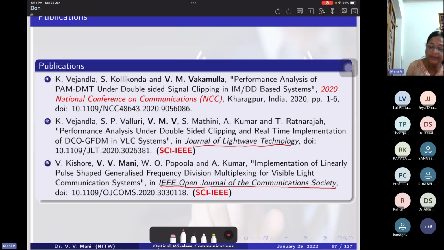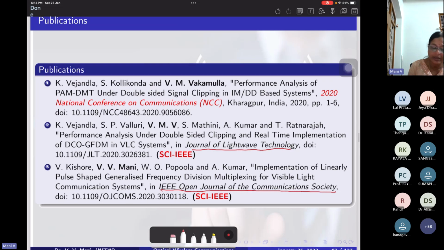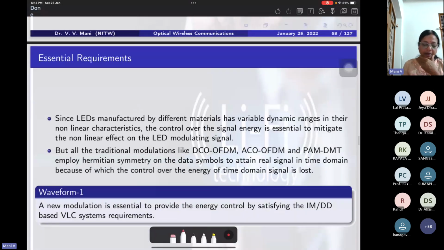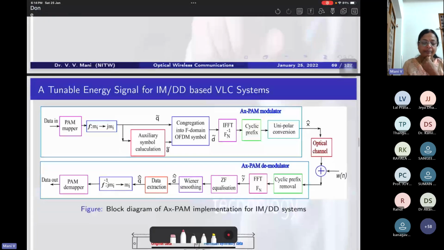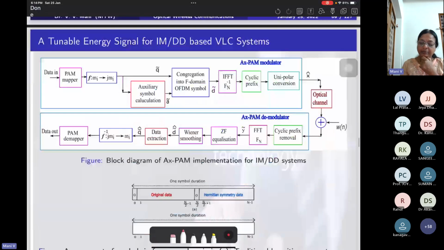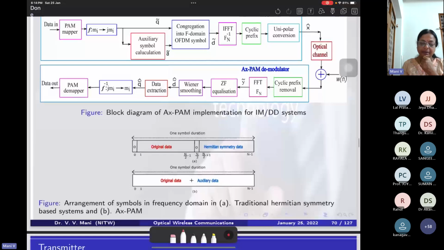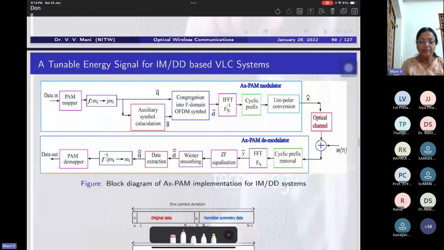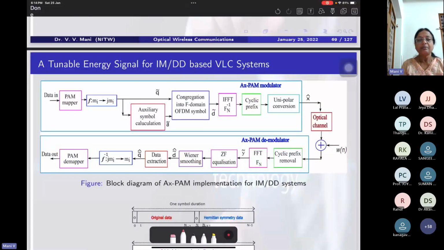So it has become a very good potential. It has given us a very good impact for this system, and also it gives more weightage to our data. Later, what we have seen is, can we use it without any Hermitian symmetry, so the signal can become a real signal. We have just added some auxiliary symbol calculation before giving it to the IFFT block.